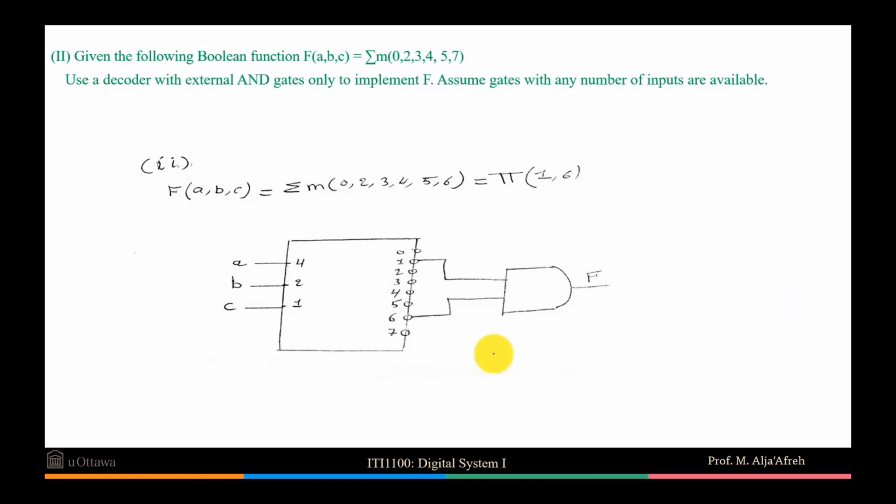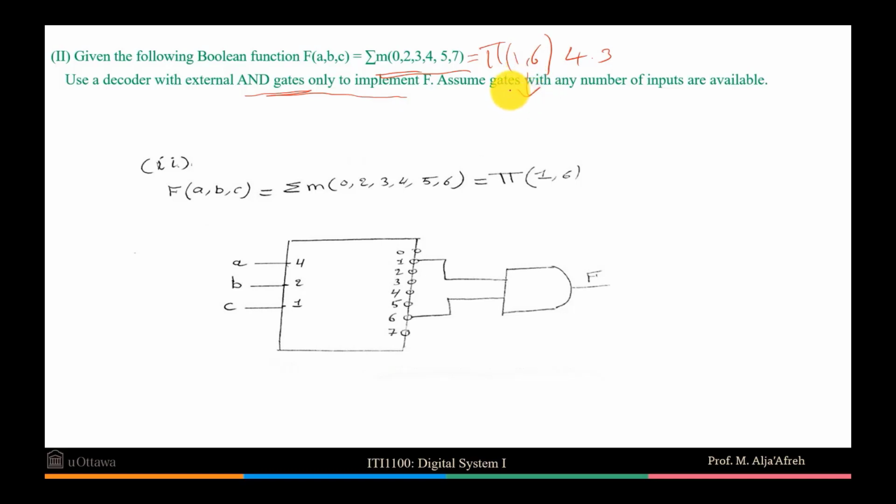Now, guys, here it asks you, given this, and this is again in module 4.3, you can find the explanation of the decoder here. So you have this function, and this function is written as a sum of products. We would like to implement this function using external AND gates only. So what we need to do is write it in terms of product of sums. So what are we missing here? We're missing 1 and 6, in terms of a maxterm.